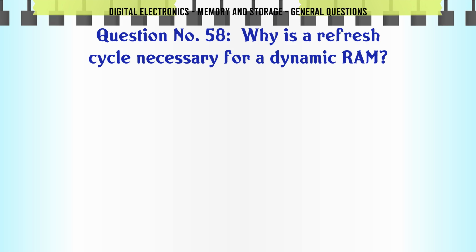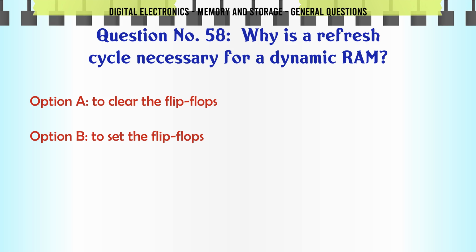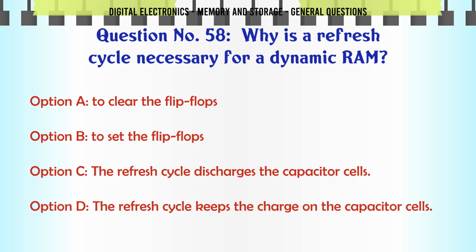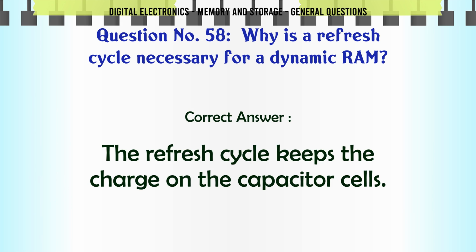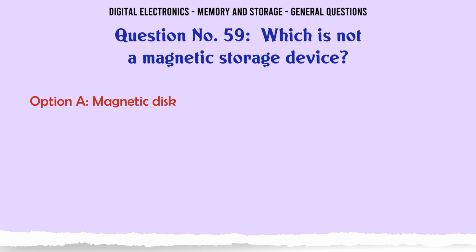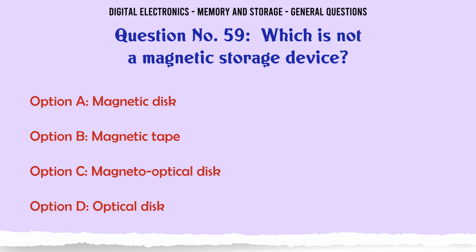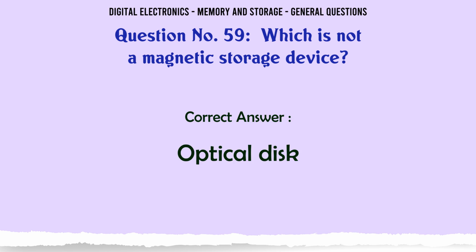Why is a refresh cycle necessary for a dynamic RAM? A. To clear the flip-flops, B. To set the flip-flops, C. The refresh cycle discharges the capacitor cells, D. The refresh cycle keeps the charge on the capacitor cells. The correct answer is the refresh cycle keeps the charge on the capacitor cells. Which is not a magnetic storage device? A. Magnetic disk, B. Magnetic tape, C. Magneto-optical disk, D. Optical disk. The correct answer is optical disk.